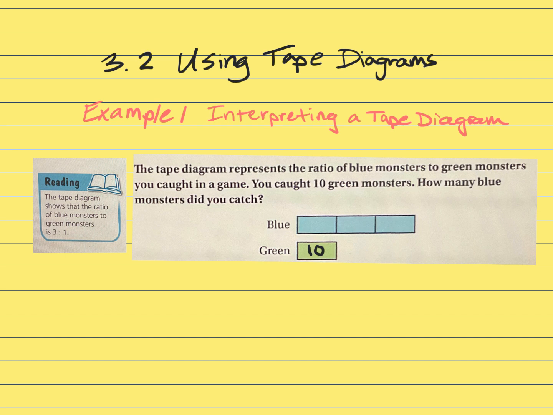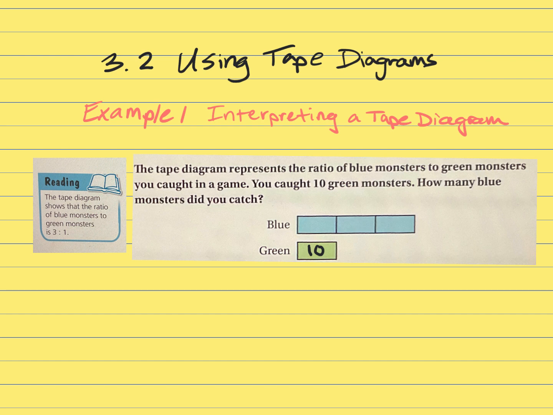If you look over here, it says the tape diagram shows that the ratio of blue monsters to green monsters is 3 to 1. That's where we get 1, 2, 3 to 1. But once you go back up and read it, it says you caught 10 green monsters. That means nothing if it's 3 to 1. Remember, the 3 to 1 doesn't necessarily mean that we have 3 actual, tangible things or monsters in this case. It just means it's one piece of it, or 3 pieces of it, or 3 to 1.